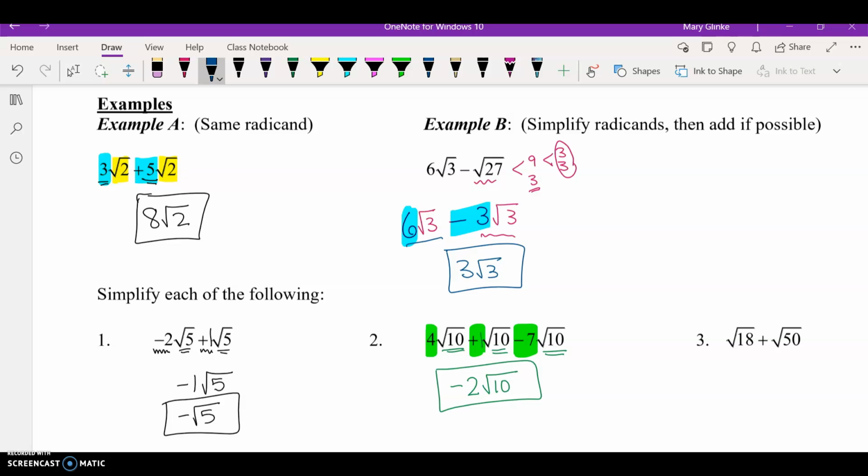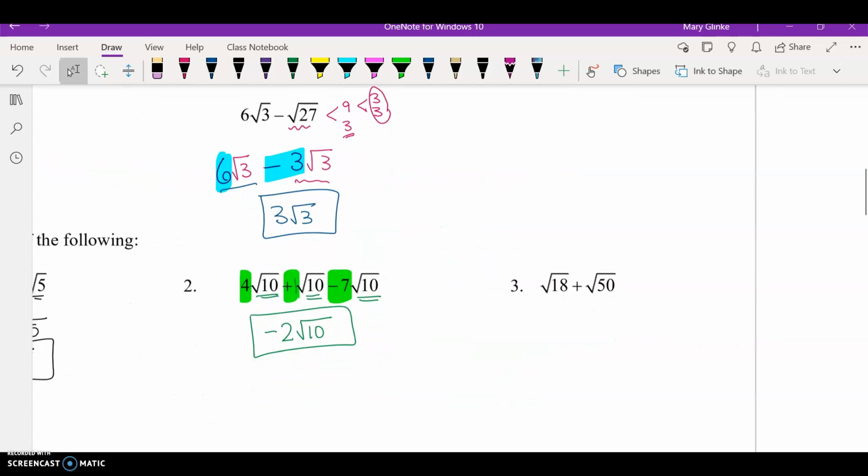So let's go ahead and take a look at example 3. We're going to do it that same way. You look at it and you say, nope, can't add them together, but I can simplify them. So you're going to take 18 and break it down. It's 9 times 2. 9 is 3 times 3. So 18 has a 3 on the outside and then a 2 on the inside. And we're going to do the same thing with 50. So it's 25 times 2. 25 is 5 times 5. Since there's nothing out in front, we just write the 5, and then the 2 is left on the inside.